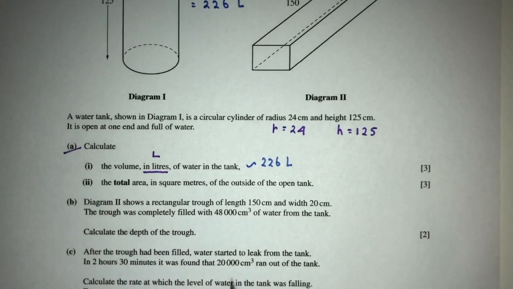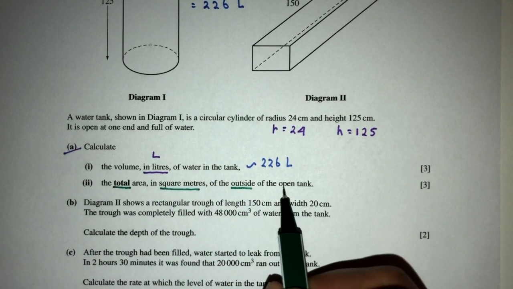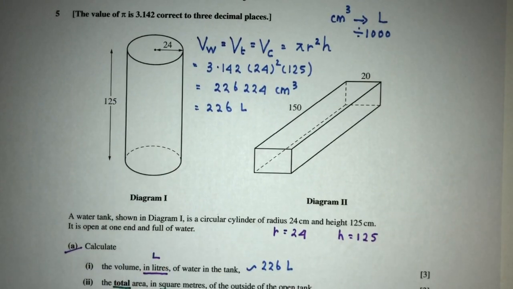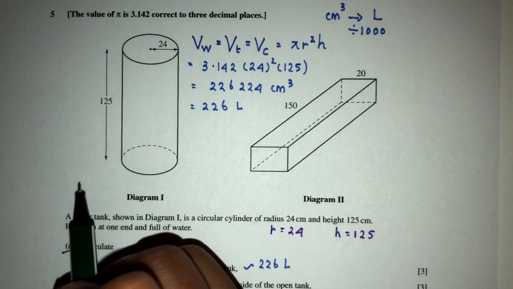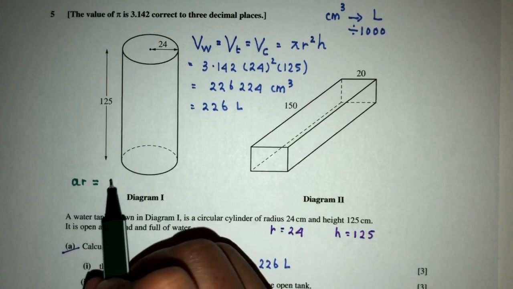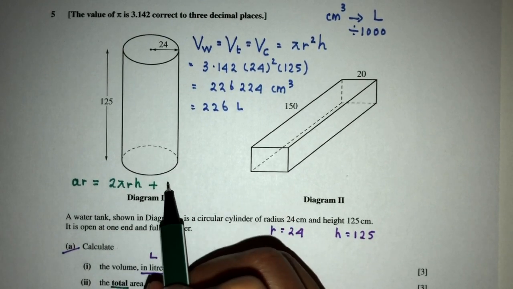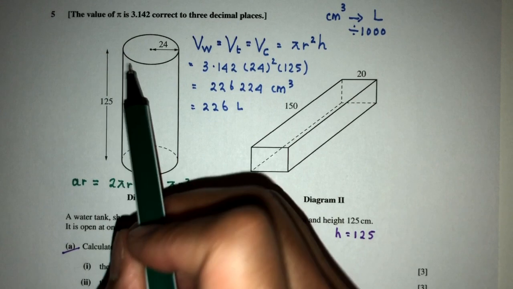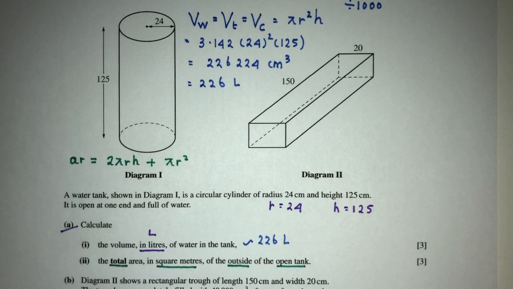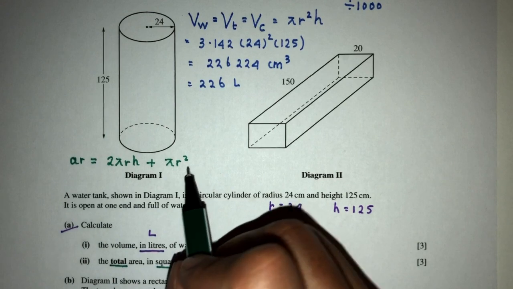Now for part 2, we have to find the total area in square meters of the outside of the tank. So if you observe, how would you find the area of the outside of the tank? So simply, area has to be the curved surface area, which is 2 pi r h, plus the base circle area, which is pi r square. So we don't need to add the top because we know that it is open. If it is open, there's no area on the top, only the curve and the bottom area. Now just replace the values. Let's see what you get.